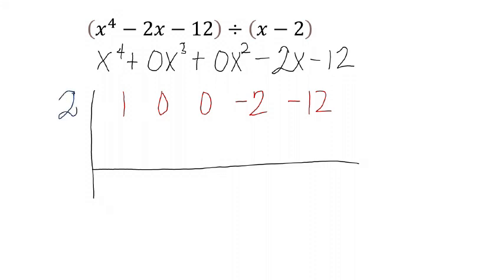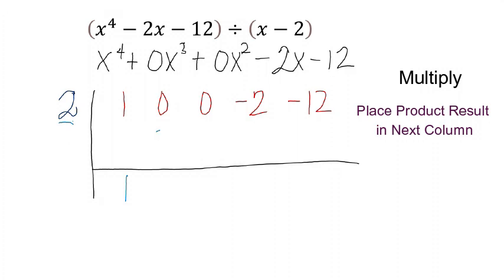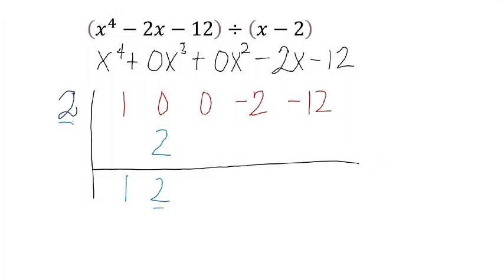With synthetic division, we multiply and then we add the column. We bring down our first number, 1, and then multiply the 2 times this 1 and put the amount under the next column. After we do that, we add the column: 0 plus 2 equals 2. And we repeat this process. Now we multiply our divisor 2 with this 2, and that equals 4. I'm going to put it in the next column. Then we add that column: 0 plus 4 is 4.